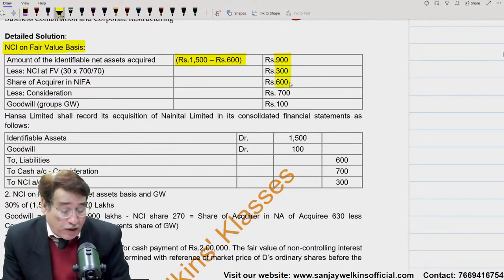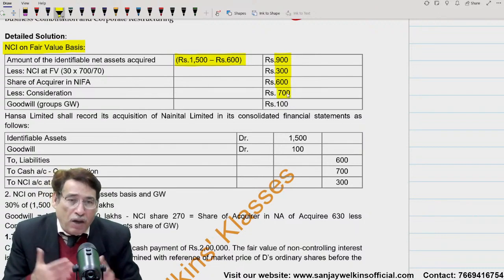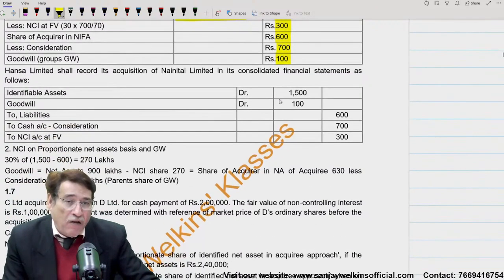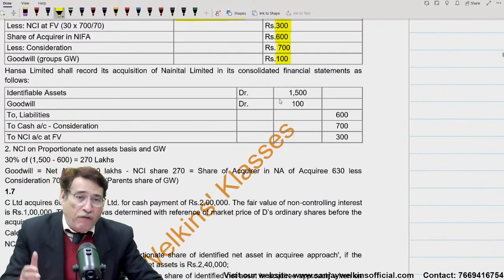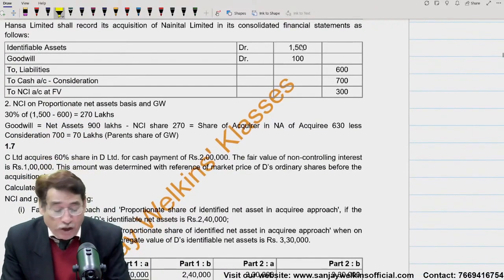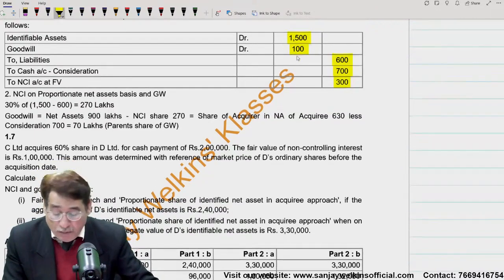By subtracting this figure, you will get the acquired share of 600 and you will compare it with the amount of consideration which you have paid. So you have paid 700 and the acquired share of net assets is equal to 600. In this case, there will be goodwill. So when NCI is measured at fair value, we are getting a goodwill of 100, and you can pass the entry. I told you the best way of passing the entry: first write the asset, then write the liability. That means so far you have written net assets. Compare it with the NCI, then write the consideration, and then write the amount of goodwill.